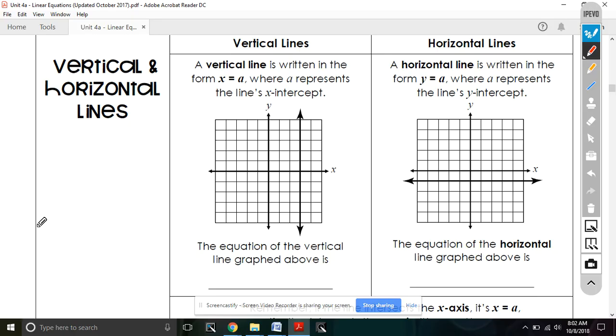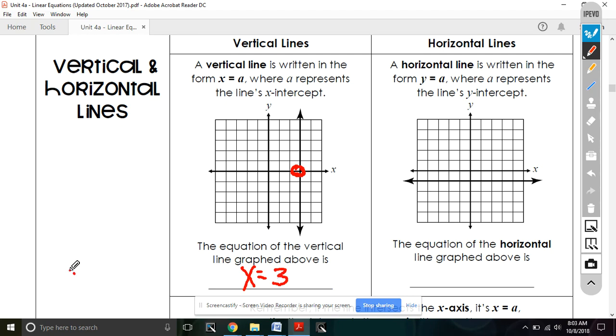A vertical line is written in the form of x equals a. A can be any number, and that is where the line crosses the x-intercept. So if you look at the vertical line shown, you notice that it is on the x-axis at 3. See how x equals 3 right here? So you write x equals 3.